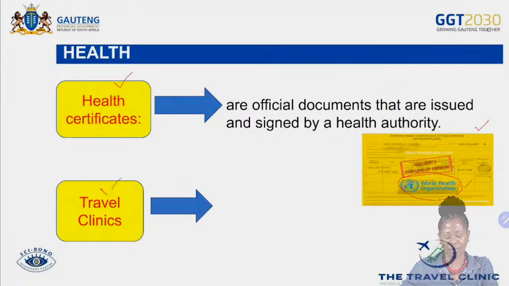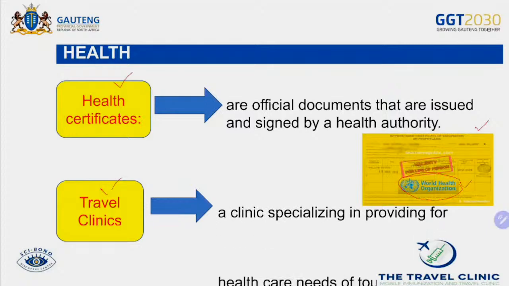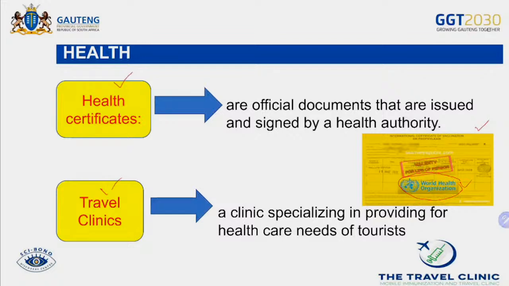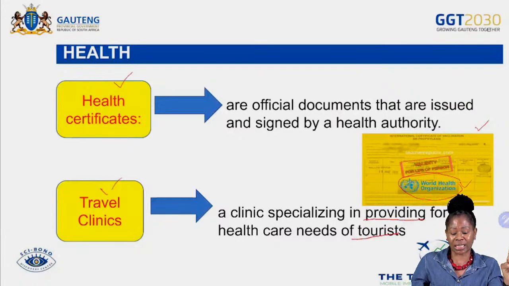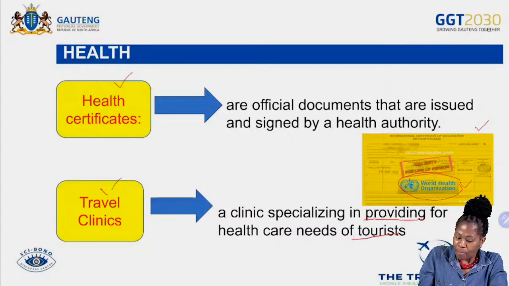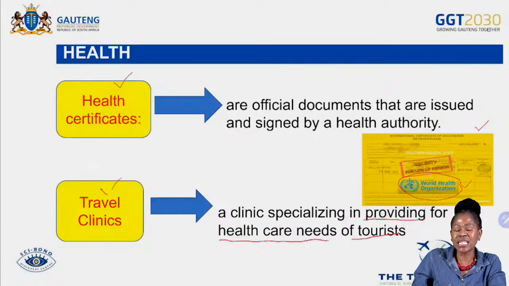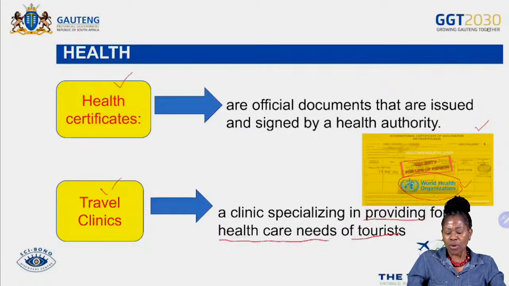And then where do you get this health certificate? I have travel clinics. There are so many clinics in the countries, but specifically this one. Why are we specifically talking about travel clinics? I say a travel clinic is a clinic specializing in providing for the healthcare needs of a tourist, specifically a tourist. An ordinary person, I can't wake up and, without going anywhere outside my country, go to a travel clinic. Only tourists that are to travel, whereby they will be provided with a health care need. You can get immunization from there as an injection, or you can get tablets or pills that you can take when you travel to a specific country that you need to go to.